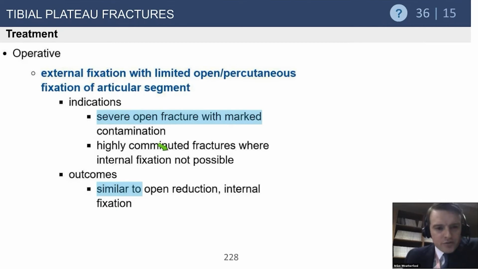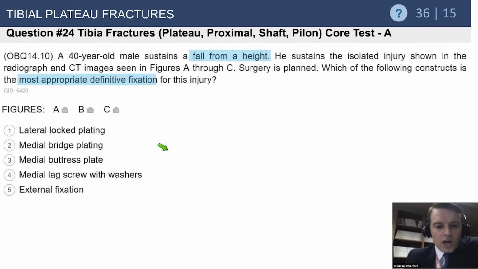Okay, so operative treatment options: external fixation with limited open or percutaneous reduction techniques. This is very helpful in patients with severe soft tissue injuries, perhaps patients with minimally displaced fractures, or highly comminuted fractures where internal fixation is not safe. The outcomes have been shown in one well-done study to be similar to open reduction and internal fixation.